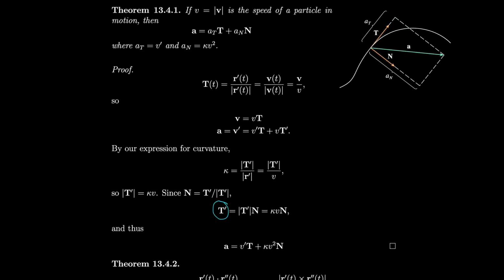We have that t prime by itself, you just multiply through by the length of t prime, is the length of t prime times n. We said that the length of t prime was kappa times v, so we substitute that in. So now we have that acceleration is v prime times t. That's what we already had. We also had it was v times t prime, but we know that t prime is kappa v n, so we just have v times kappa v, which is kappa v squared n. So we managed to prove it. Just a bunch of confusing notation, but otherwise not that bad.